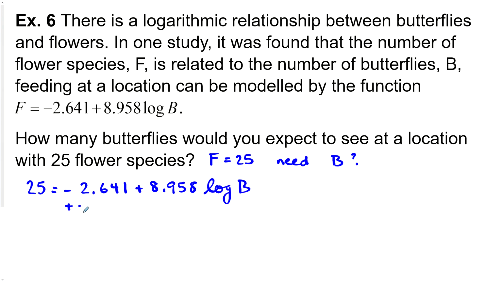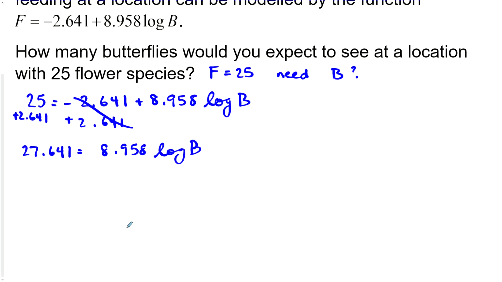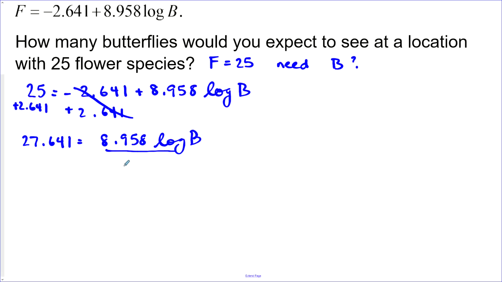Let's add 2.641 on both sides. So we get 27.641 is equal to 8.958 log B. Let's divide both sides by 8.958. And then we get that log B is equal to this.